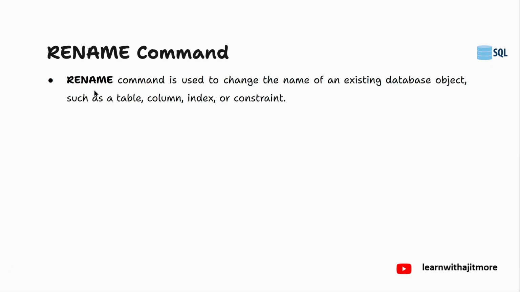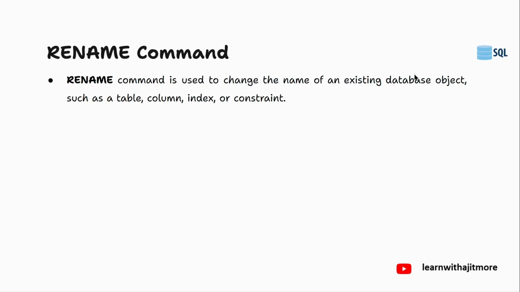Okay? Then there is just a rename command also, which is not necessary to use with alter. When to use it? When you want to directly change the name of the table only. And you can use it with alter to change the name of the column, which we just saw. So the rename command is used to change the name of an existing database object.